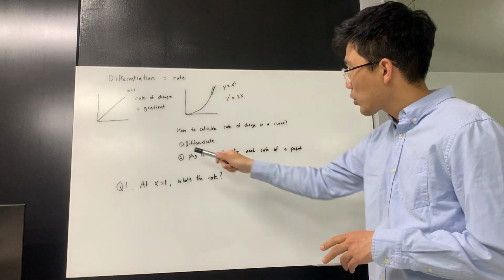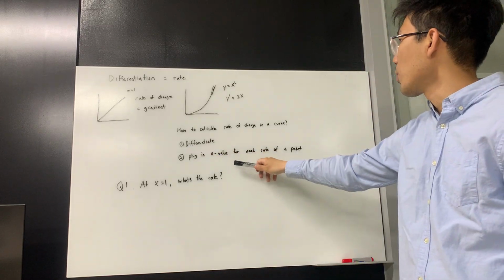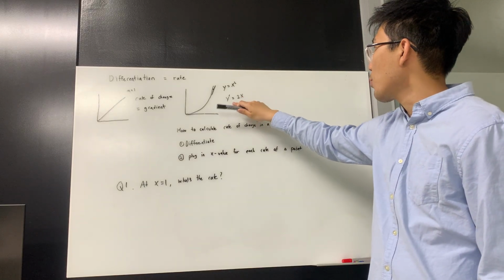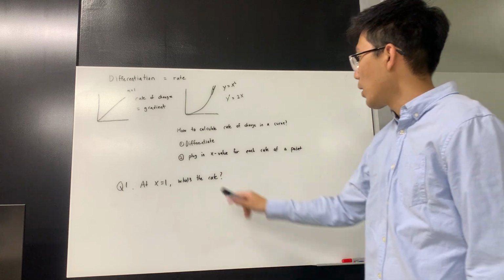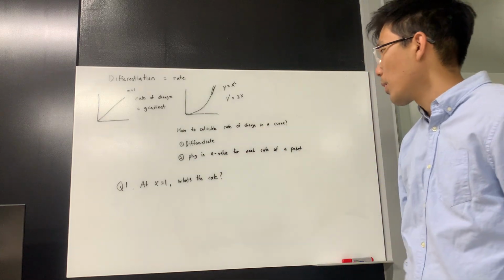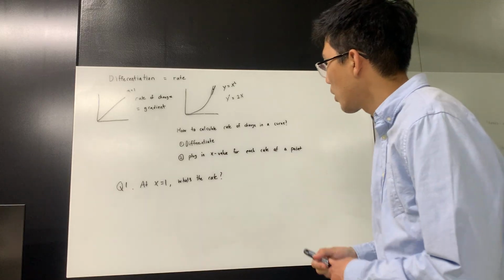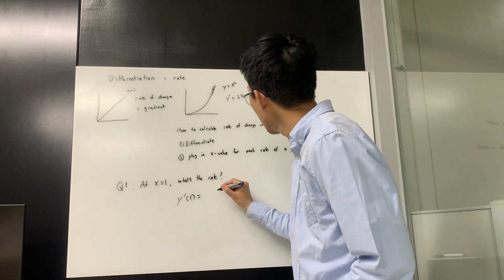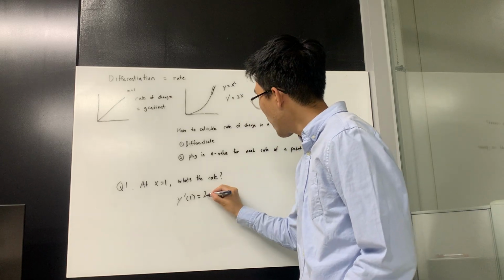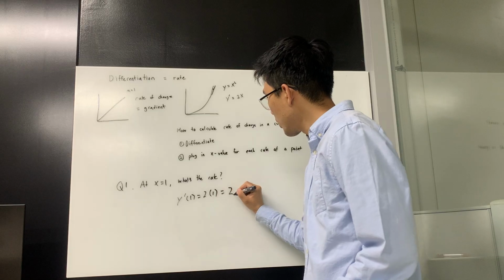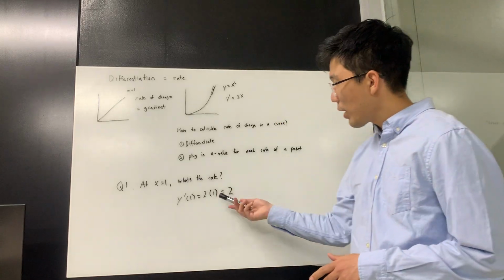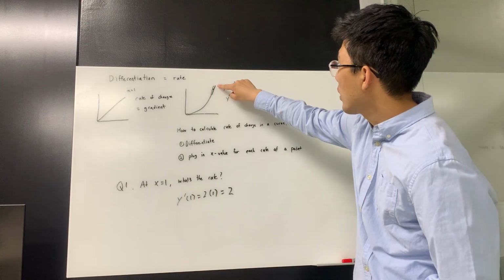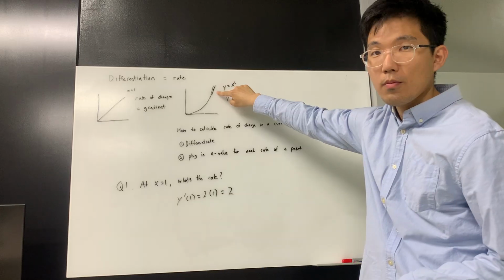Okay, so first we differentiate. Second, we plug in the x value. So we already differentiated. So this is our y prime. Y prime is equal to 2x. And second, you need to plug in the x value. At x is equal to 1, y prime is equal to 2x. In place of x, you plug in 1, so it's 2. So the rate of change, or the gradient, is equal to 2. So the gradient at this point is equal to 2.